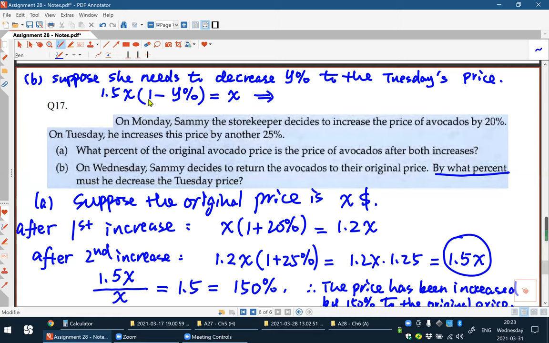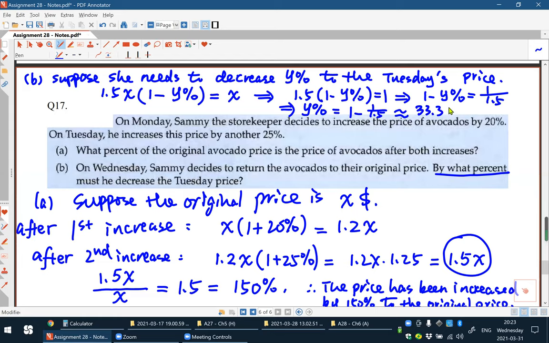So according to the equation, we can first cancel an x from both sides of the equation. That means 1.5 times 1 minus y percent is 1, right? So that means 1 minus y percent is 1 over 1.5. And then we can easily solve the value of y. Y percent equals 1 minus 1 over 1.5, which is approximately 33.3%, right?